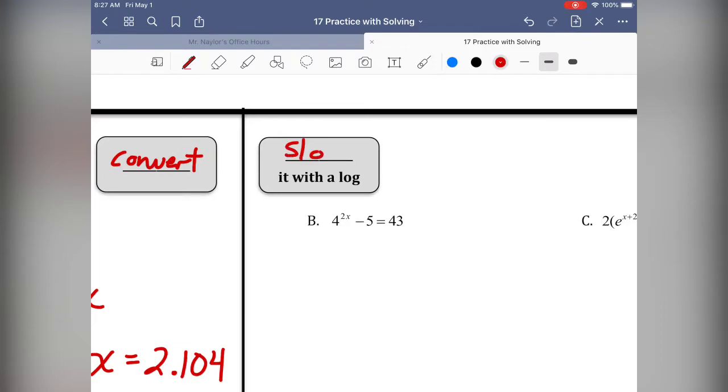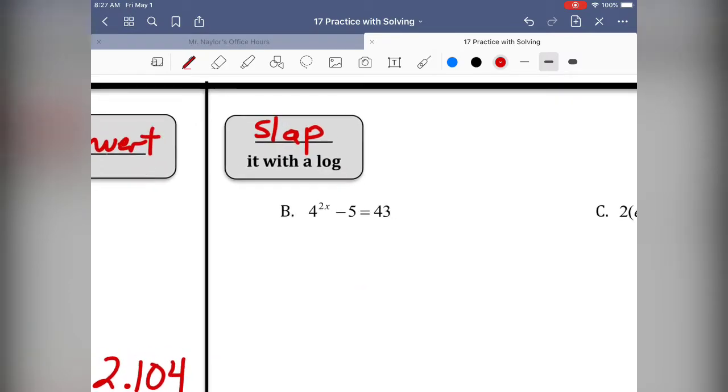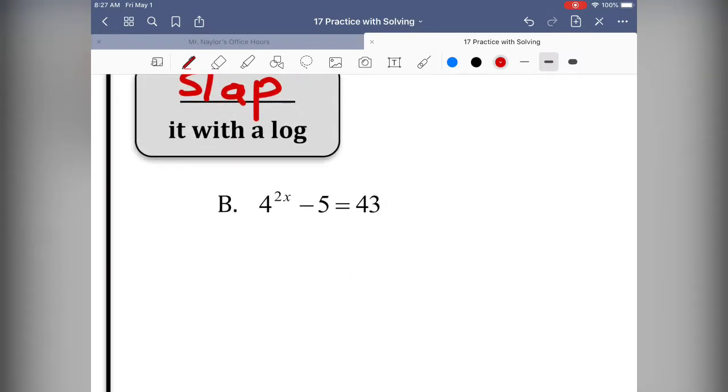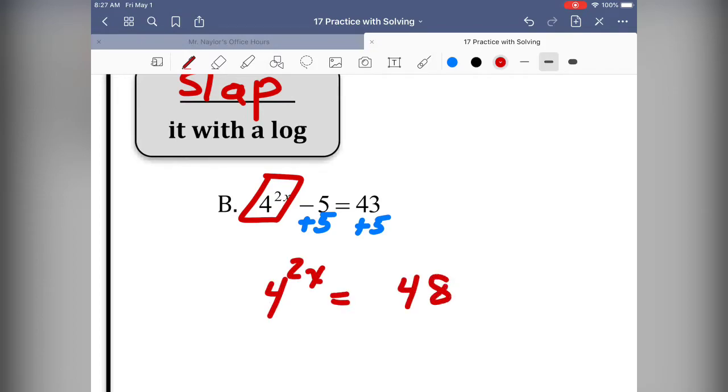Now, if you have more of an advanced exponential problem, then, as I like to use the language, you're going to want to slap it with a log. When you slap it with a log, you're doing that to both sides of the equation. So what we want to do is isolate the exponential part, the x part, and doing things like adding 5 as an initial step, pretty basic, pretty common, but you need to do that first so that you end up getting that 4 to the 2x all by itself. Now it's time to slap it with a log.